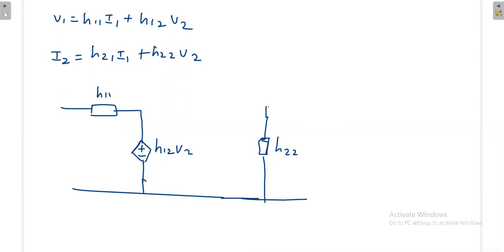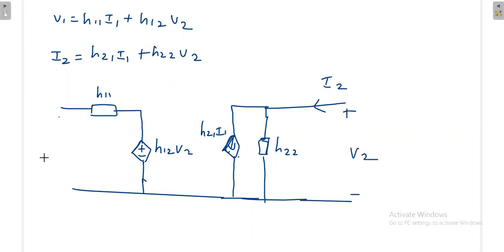That's why I will represent that as a dependent current source, that is H21 I1. Then this is the overall I2. This is plus minus V2, this is plus minus V1, and this is I1 entering. Okay, so this is the representation model for the H parameter.